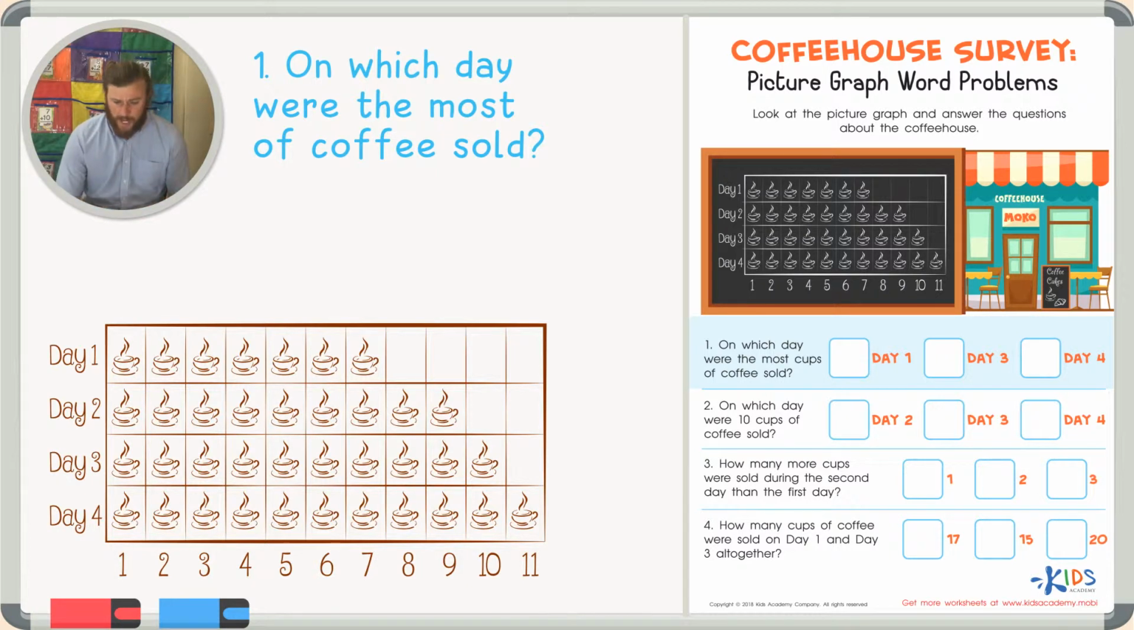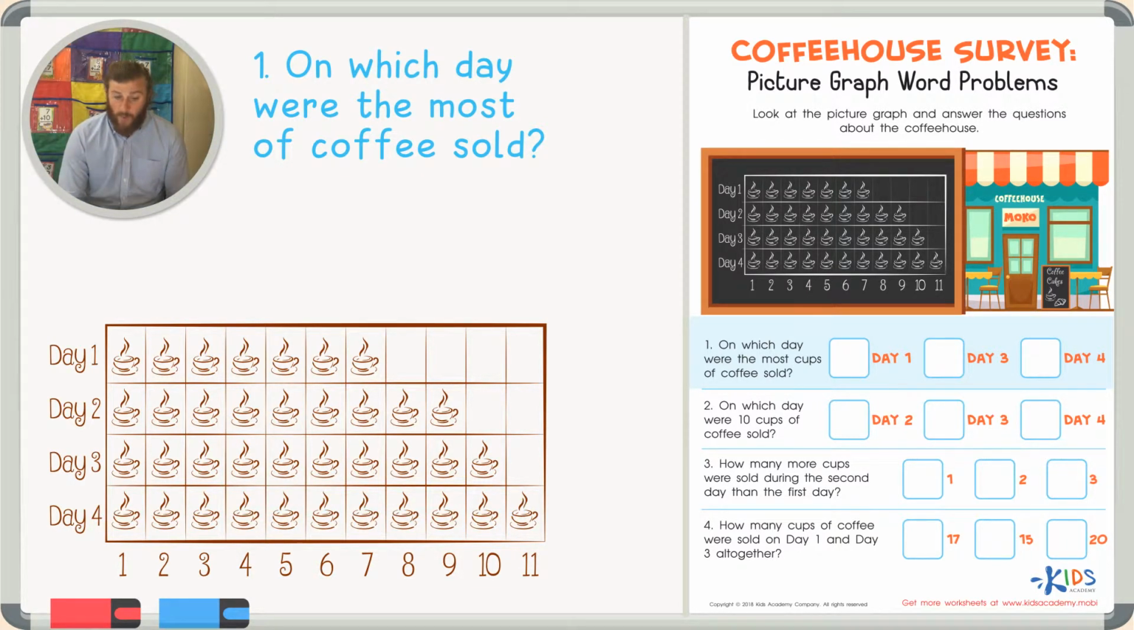Okay, so again we have day 1, 2, 3, and 4. So let's look. On day 1, I remember we said there were 7 cups sold. On day 2, there was more. There were 9 cups sold. We can trace that to 9. On day 3, there was even more. There were 10 cups sold. But on day 4, there was the most. On day 4, there was 11 cups sold.